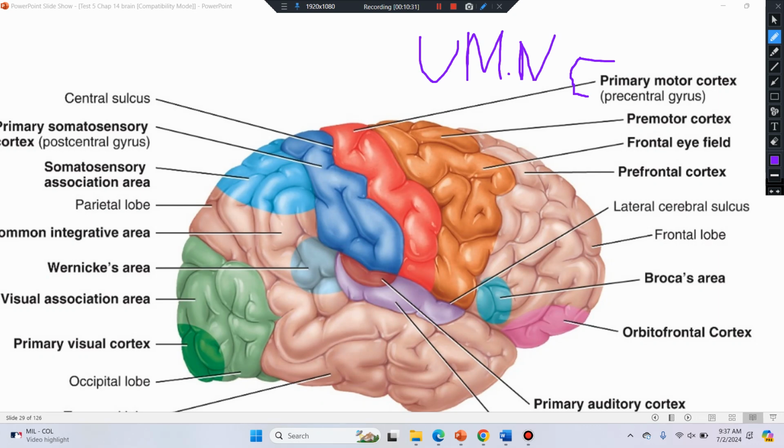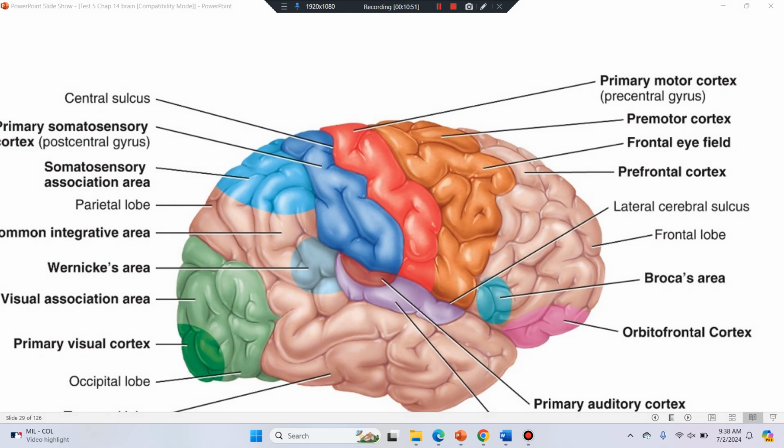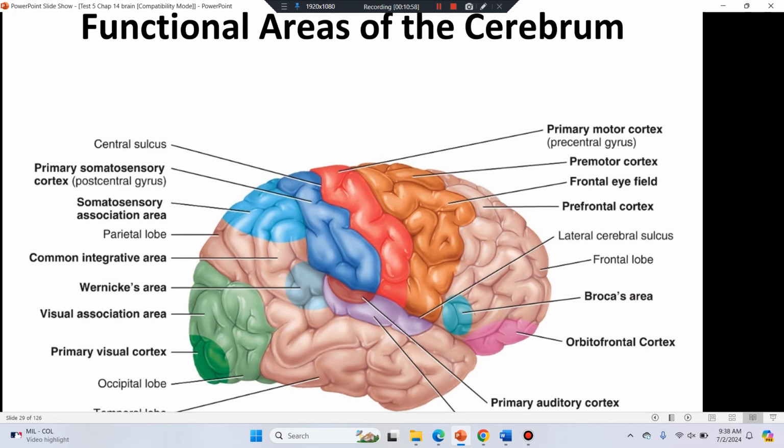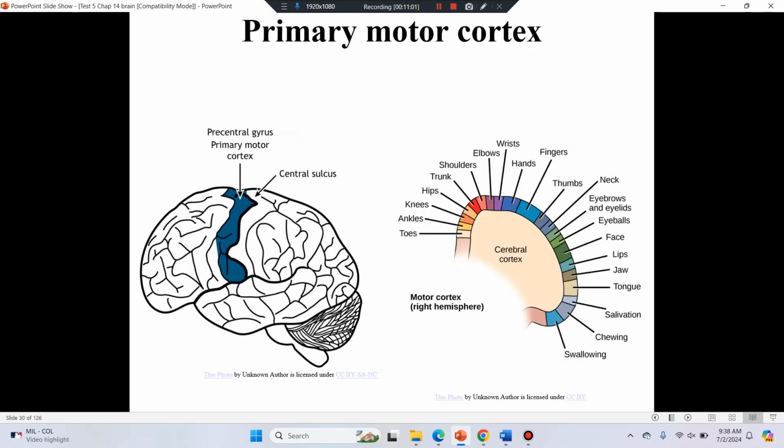But this is going to control what we call a lower motor neuron, which innervates your skeletal muscle. So that's what I mean. It controls the somatic motor neurons. And remember, we said that every part has a different function and we can break it down into Brodmann areas. Well, let's take a look-see at that.